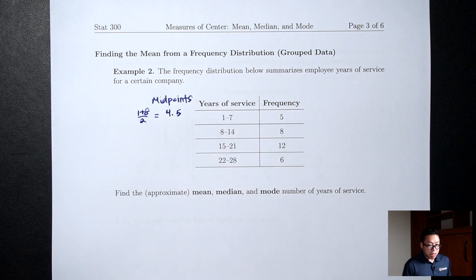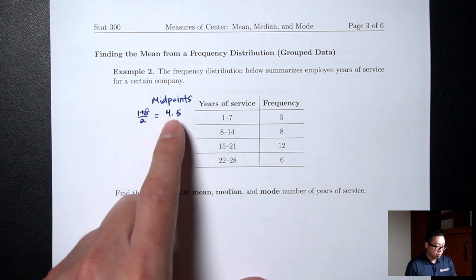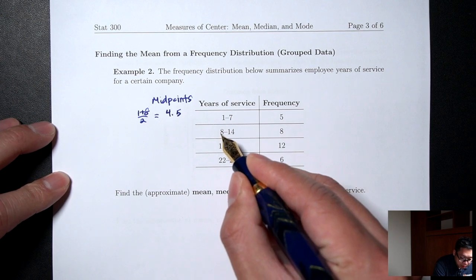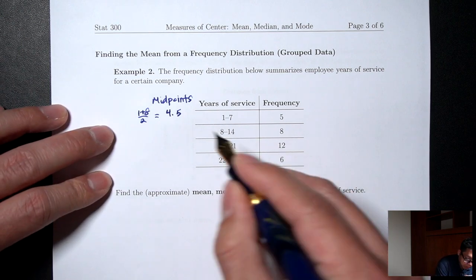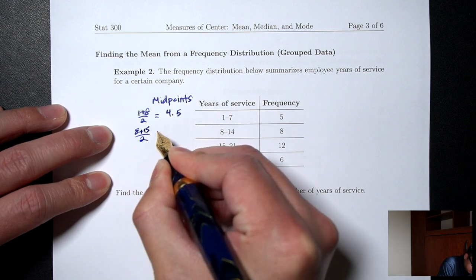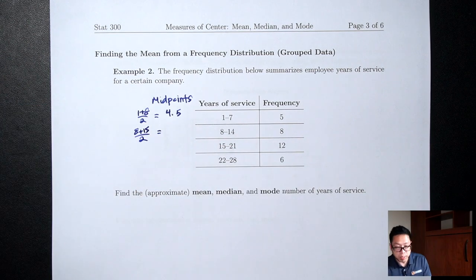If you're not using the Desmos scientific calculator, make sure you're doing 1 plus 8 first, which gives you 9, and then 9 divided by 2, and you'll get 4.5. The next midpoint will be 8 plus 15 divided by 2. Okay, 8 plus 15 on top, 2 on bottom, 11.5.